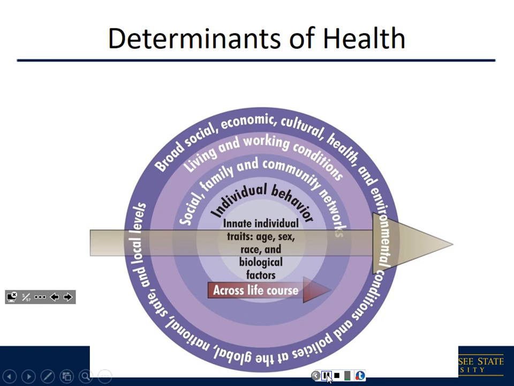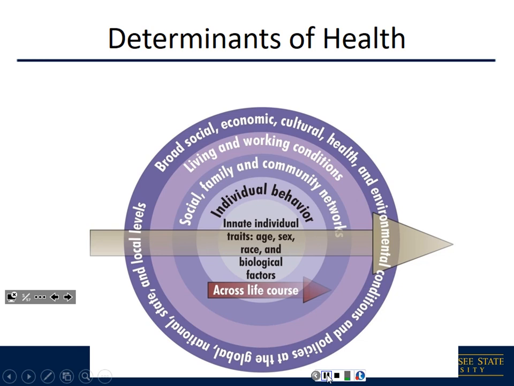But it's important that as an individual, I'm aware of them because they can increase my risk for certain health conditions. So for example, as my age increases, my risk for different cancers increases. It's very well known that age is a risk factor for cancer. And those innate traits can also be affected by our individual behavior. So this is our lifestyle. But you can clearly see here how individual behavior is impacted by our social, family, and community networks.